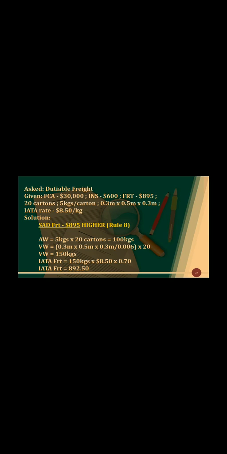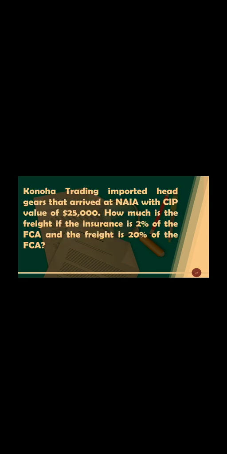And to get the IATA freight, we need to multiply 150 kilograms times the IATA rate, which is $8.50, times 70% or 0.70. IATA freight is equal to $892.50. So whichever is higher, we need to go to the SAD freight since it is $895, which is higher compared to IATA freight, and that falls under rule number 8.